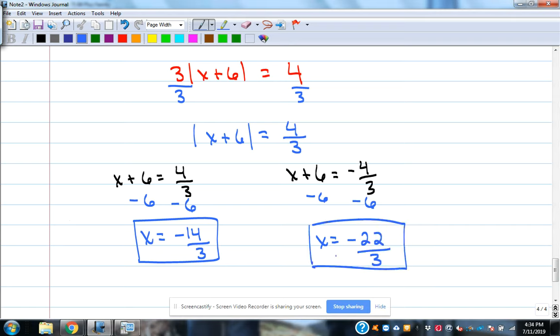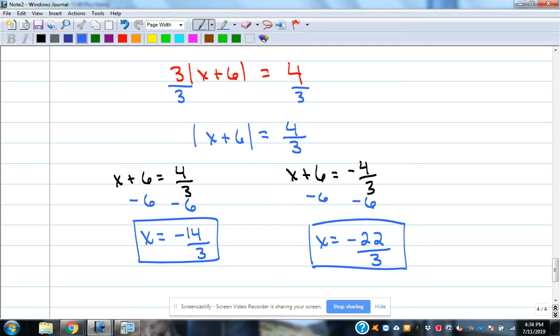So the key to absolute value equations is to make sure you get the absolute value part by itself first, if it's not already. Then make sure it's equal to a positive number. If it's equal to a negative number, you can't solve it; it's no solution. If it's equal to 0, yes, you can solve it. If it's equal to a positive, work out 2 different equations: one equal to the positive, one equal to the negative. That should get you your solutions for absolute value equations.